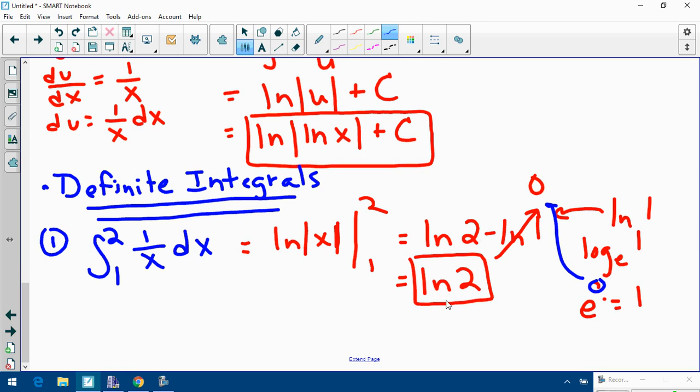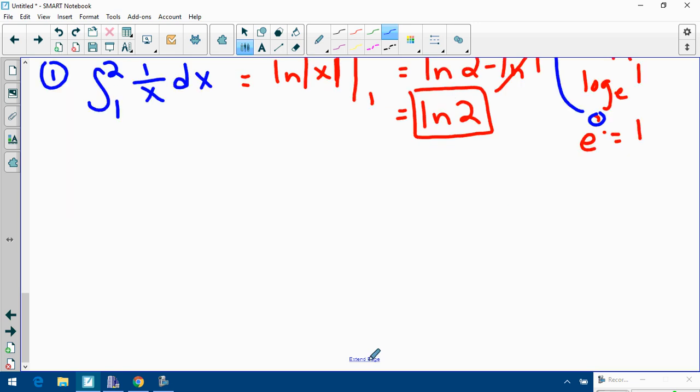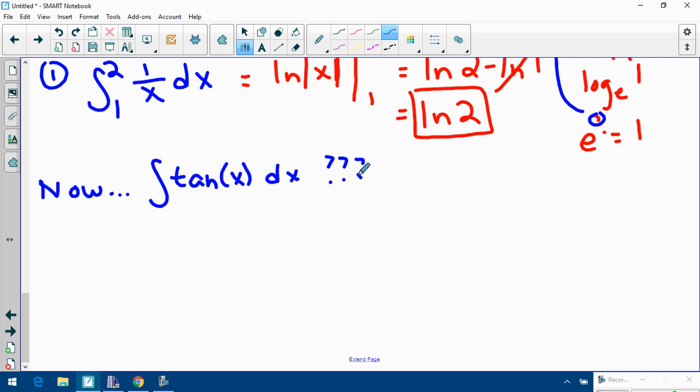Okay, now let's end with a little crazy one. We'll do more definite integrals some other day. But to end with, let's talk about the integral of tangent of x dx. What is the integral of tangent of x? Well, I know the derivative of tangent of x is secant squared, but that doesn't necessarily tell me anything about the integral of tangent. So let's derive the rule.